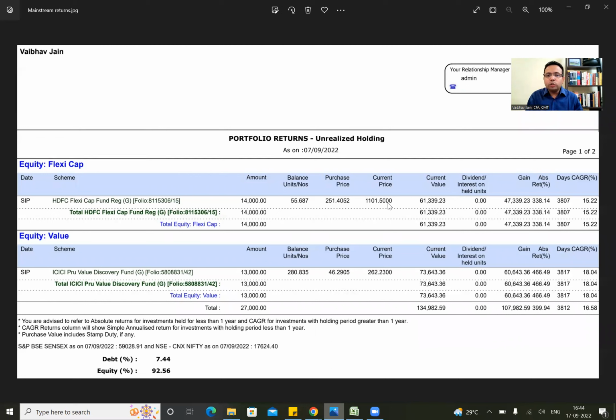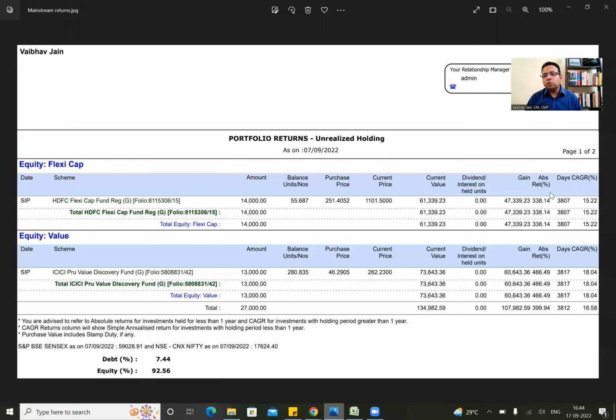Now current value is obviously 1101 into the number of units, 55.687. The current value is 61,339. No dividends because it's a completely growth fund. Gain is nothing but the current value minus the amount invested.